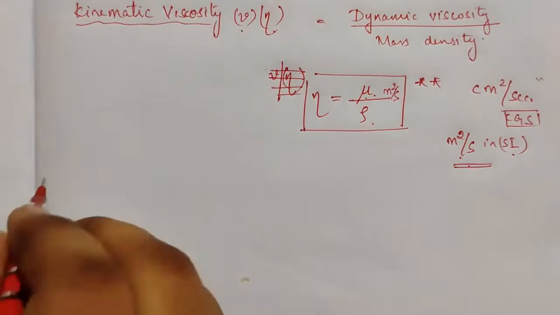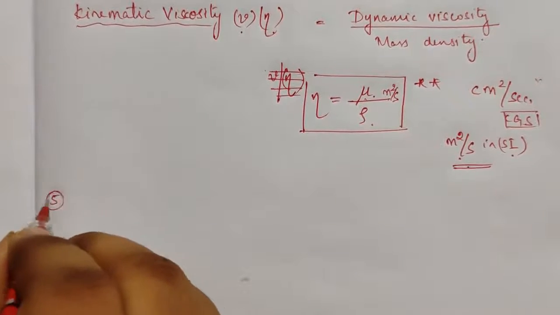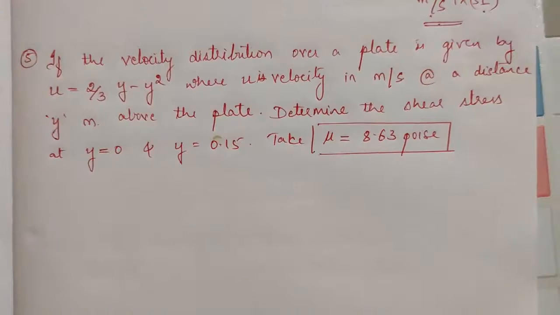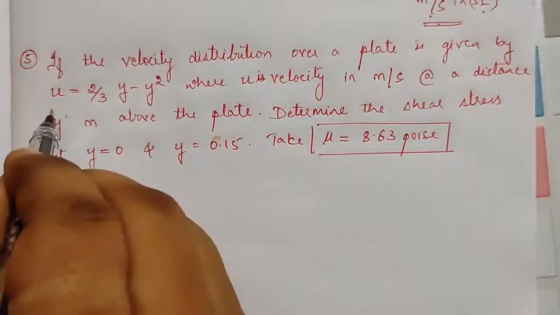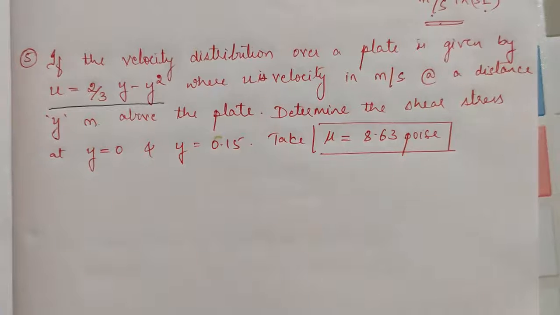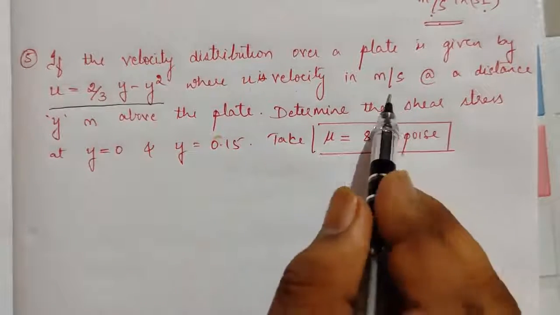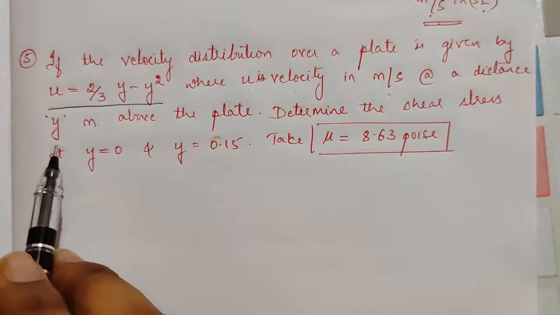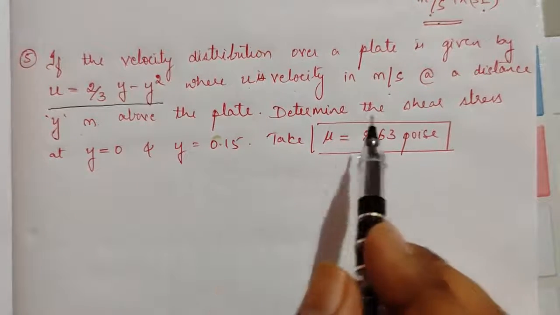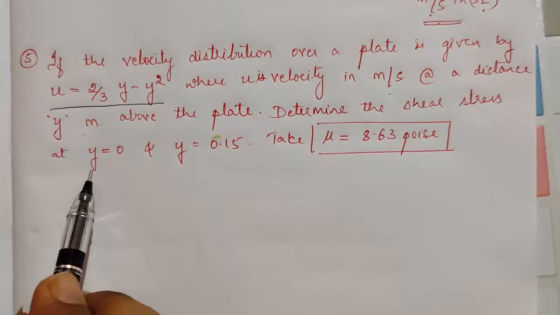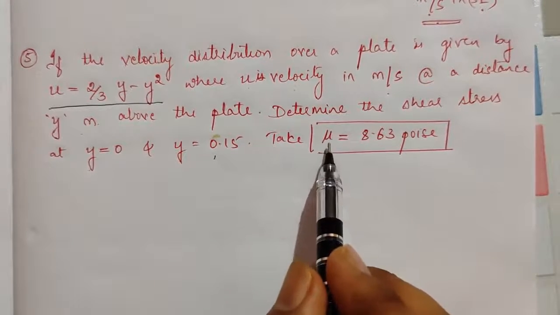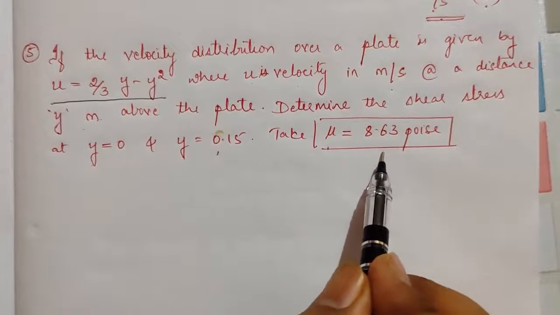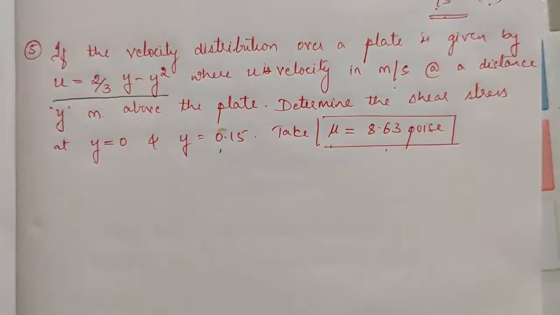I'll copy the problem for you. The problem number is the 5th one. See here, my dear students. If the velocity distribution over a plate is given by u is equal to 2 by 3y minus y square, where u is the velocity in meter per second at a distance of y meter above the plate, determine the shear stress at y is equal to 0 and y is equal to 0.15. Take mu, dynamic viscosity, as 8.63 poise. So this is the given data.